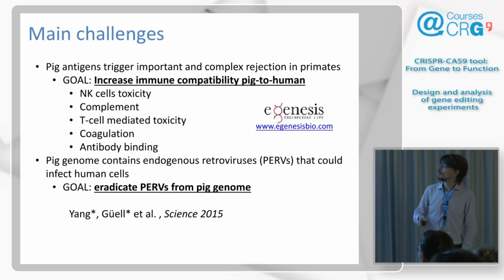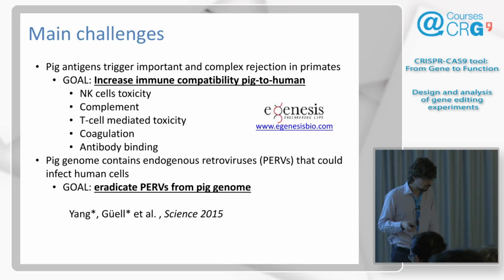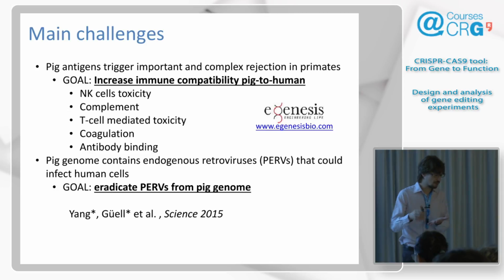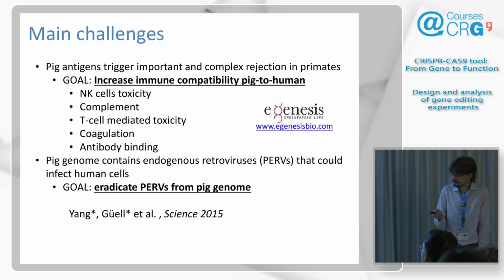However, using pig cells for humans has some challenges. Basically, we have big immunological barriers, and also there are some safety issues. The pig genome contains a lot of endogenous viruses that are active when put in contact with human cells. Today I'll focus on this part because it's very gene editing oriented: how we removed these viruses from the pig genome using just Cas9.